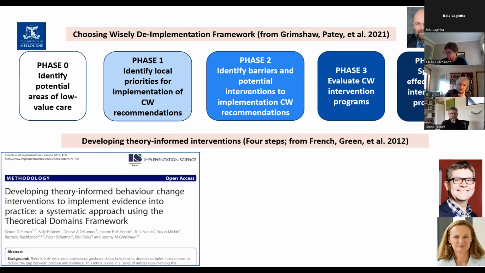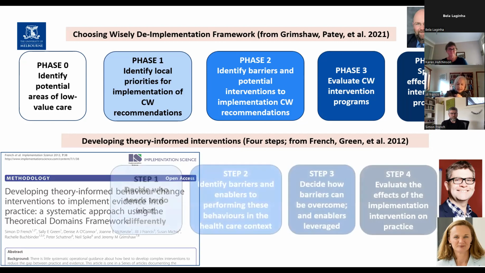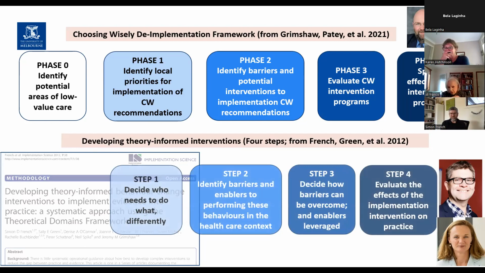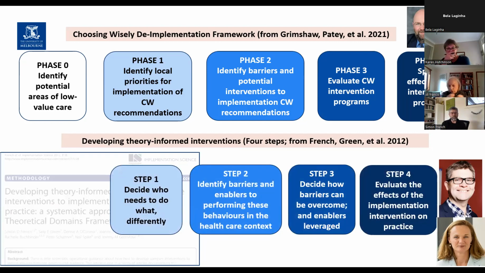So the four steps from the French framework, as it's now affectionately known, involves this. Step one, decide who needs to do what differently. What specific behaviours need to be performed and who needs to do those? Now, arguably, it's part of the prioritisation, and I'm just comparing that with phase one of the Choosing Wisely de-implementation framework. But do more than have the conversation with the local policymakers and administration and management team. Be very specific about who needs to do what differently. And we've developed a framework to help us with doing that.